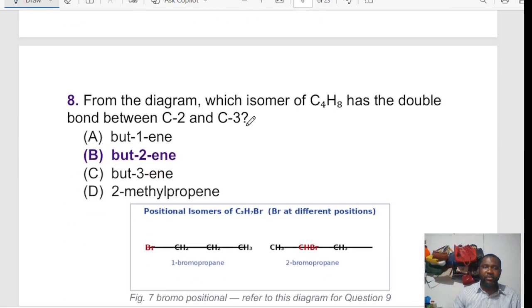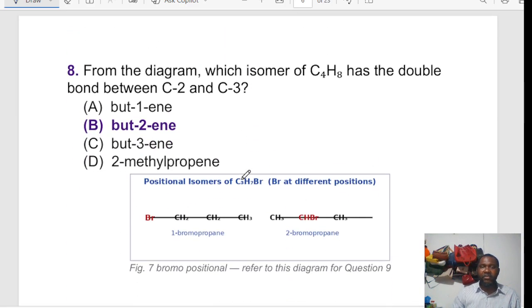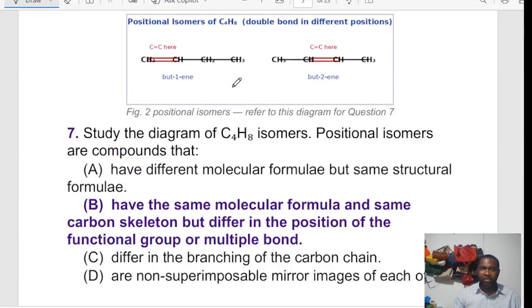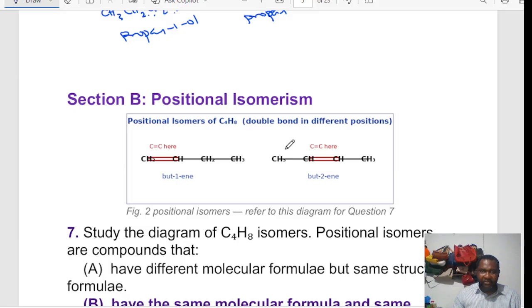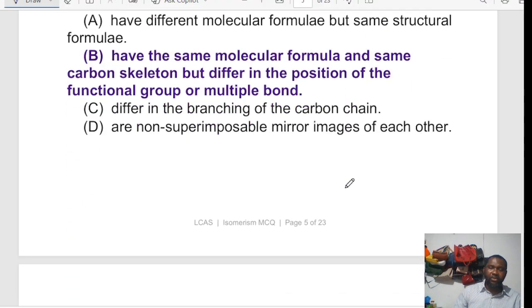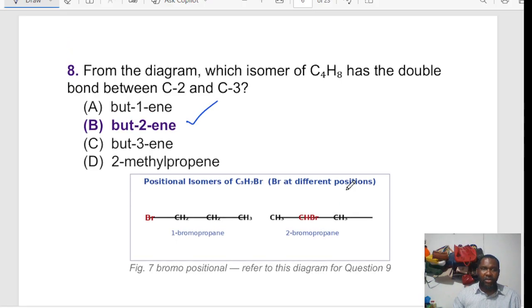Okay. Now number 8 says, from the diagram, which isomer of C4H8 has the double bond between C2 and C3? Okay, that's from the diagram above. The one that has a double bond between C2 and C3, of course, is but-2-ene. If you look at this here, this is the first carbon, second carbon, third carbon, fourth carbon. So C2, C3, it is but-2-ene that has a double bond between them.